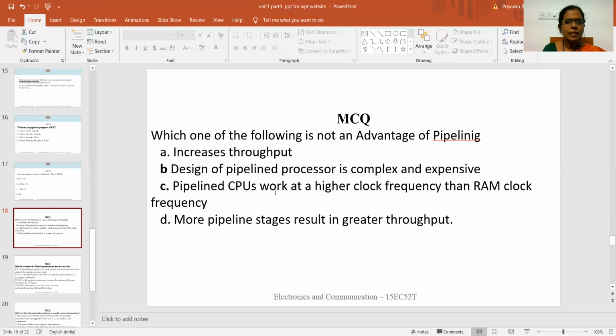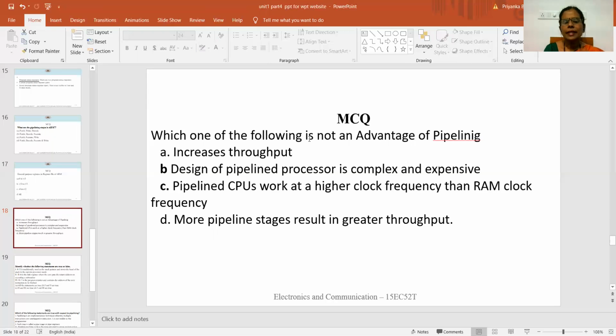Then, pipeline CPU works at a higher clock frequency than RAM clock frequency. Because it is doing all the functions simultaneously, it works at a higher clock frequency, and more pipeline stages result in a greater throughput. So more number of stages, more throughput. This is an advantage, option C. Option A is an advantage. Then the right answer is option B.